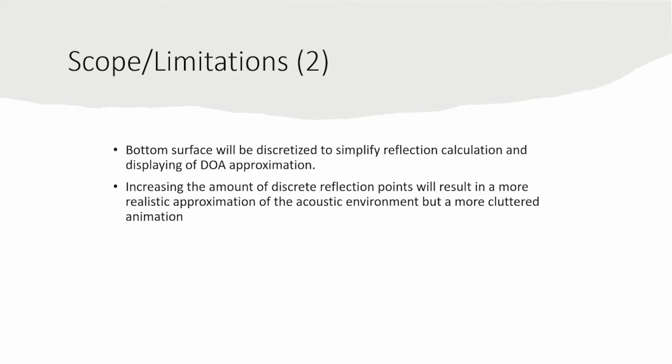Now, another limitation is I break up the bottom surface into a discrete set of reflection points. In real life, the entire bottom surface will reflect the transmitted pulse, but simulating that will quickly become too intensive for a computer to handle quickly. So I've decided to set a configurable amount of reflection points along the bottom so that a user can specify just how cluttered they want their animation to be, and also determine how long they want their animation to take to render.